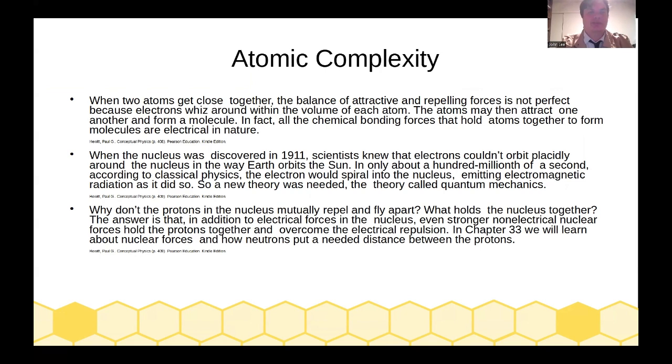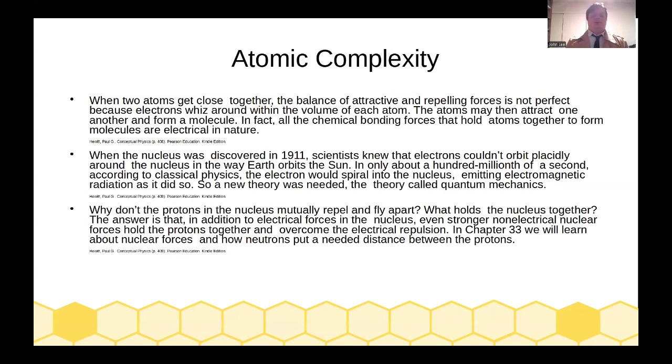When the nucleus was discovered in 1911, scientists knew that electrons couldn't orbit placidly around the nucleus in the way the Earth orbits the Sun. In only about 100 millionth of a second, according to classical physics, the electron would spiral into the nucleus, emitting electromagnetic radiation as it did so. So a new theory was needed. The theory was called quantum mechanics, and is something that we're going to get into in later chapters.